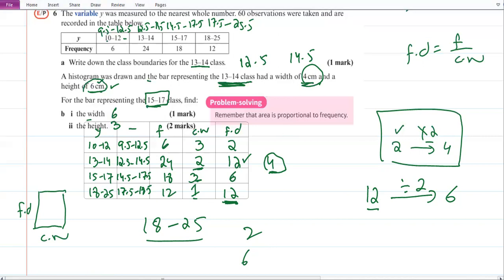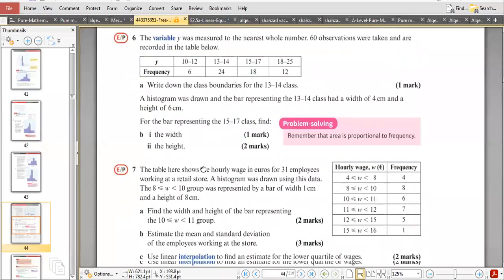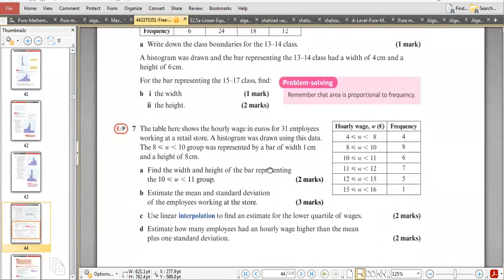Because this is the most difficult part of frequency density. If you understood this one, then hopefully there will be no problem. And even in the exam, this type of question is always asked. Let me know if it is clear. Okay. If you still have doubt, let me know. The next one is number 7.